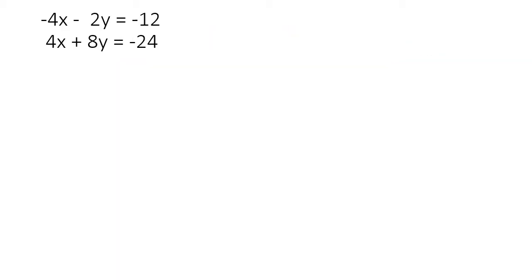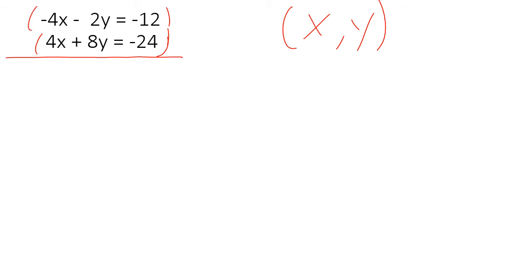All right, moving on to the second problem. I got negative 4x minus 2y equals negative 12, and 4x plus 8y equals negative 24. Again, we're going to try and find the xy pair here. These look pretty lined up, so I'm just going to write over the problem. I'm going to make sure that I am putting them in parentheses so I can focus on the operation, which is addition, and there's a line here.